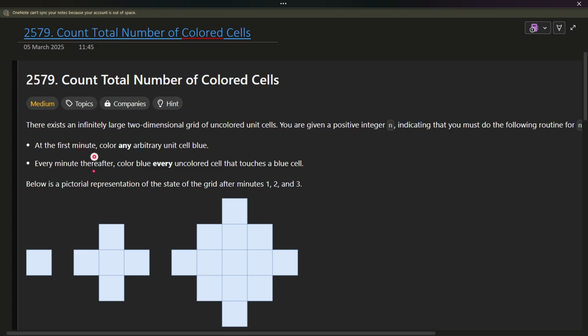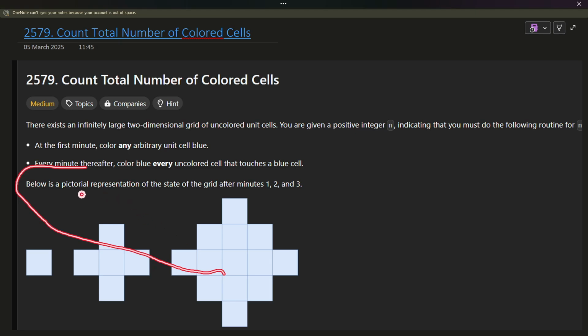At the first minute, color any arbitrary unit cell blue. Every minute thereafter, color blue every uncolored cell that touches a blue cell. Below is the pictorial representation of the state of the grid after 1, 2, and 3 minutes.